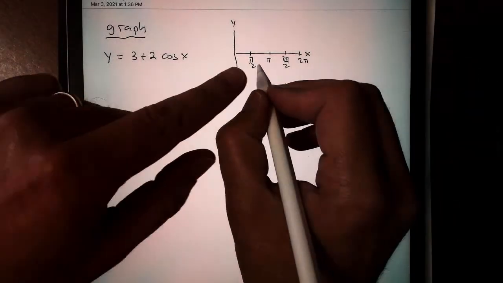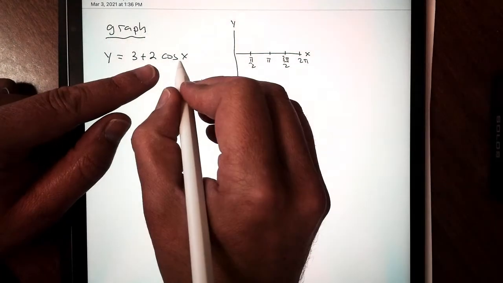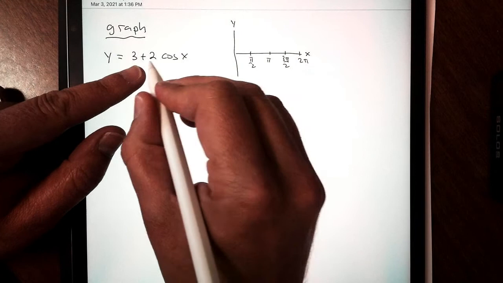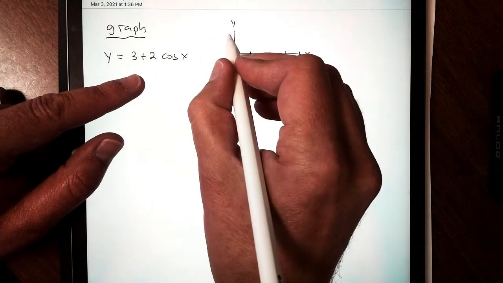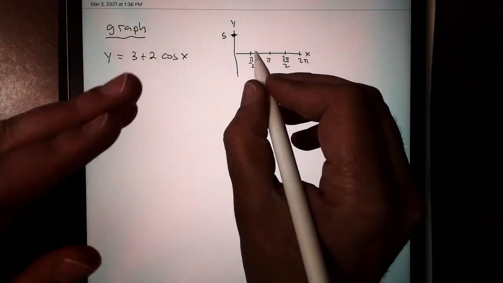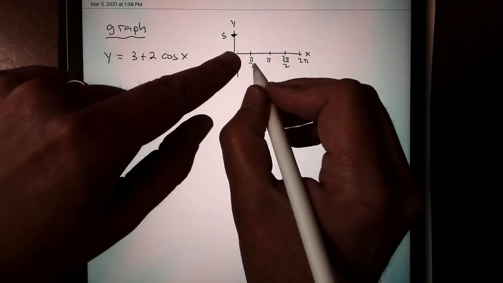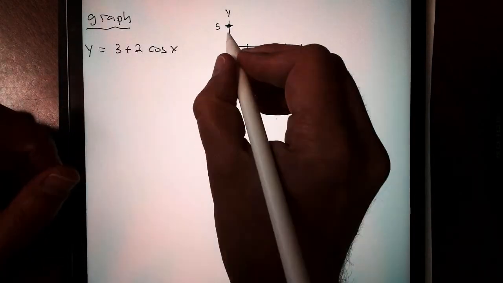If I plug in 0 into my function here, that's going to give me cosine of 0, which is 1. 2 times 1 is 2, and we add the 3, so we're going to get a height of 5. We like the quadrantals because they give us zeros or ones. For example, if I plug pi over 2 in, I get 0. So this just becomes a height of 3.